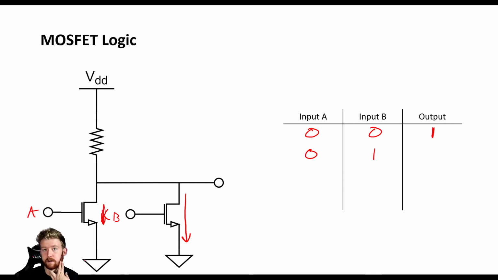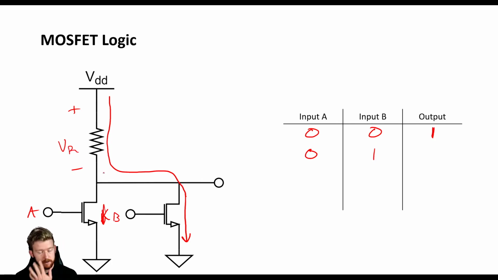A says, I still don't want to conduct. But A doesn't have any influence on B because they are working in parallel. So what happens is that now there is a path from VDD through the resistor and through this MOSFET here to ground. So now we will see a voltage drop across this resistor. And if this MOSFET is operating like a switch, then this output is going to be pretty much 0. So now our output has become 0.